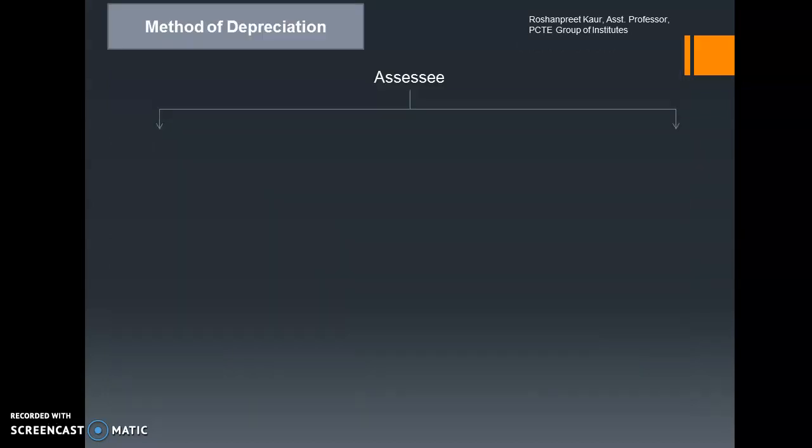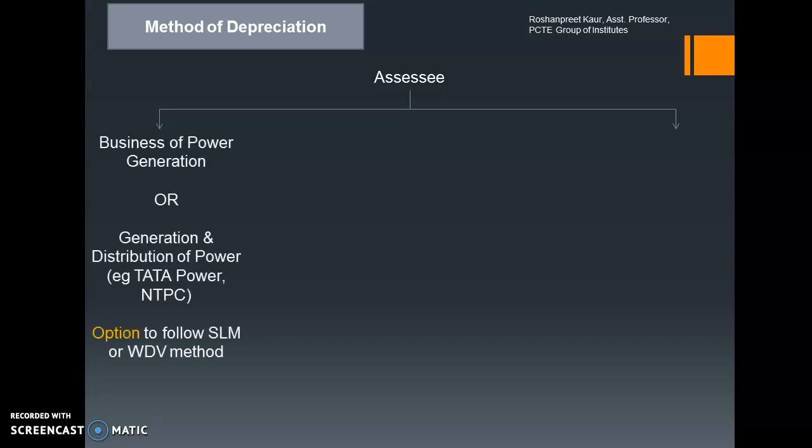Now, coming to the topic of how to calculate the depreciation. The method of calculation purely depends upon the type of assessee. If the assessee has the business of power generation or power distribution, then it has the option to follow the straight line method or written down value method. But the thing to be kept in mind is, whatever method the assessee adopts, that method will be adopted every year. In between the years, the method will not be changed.